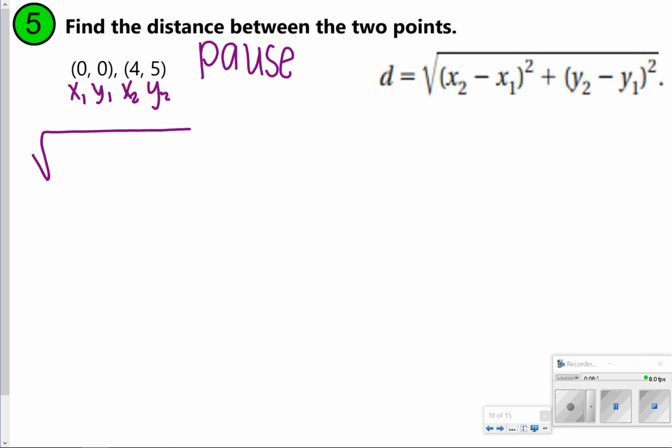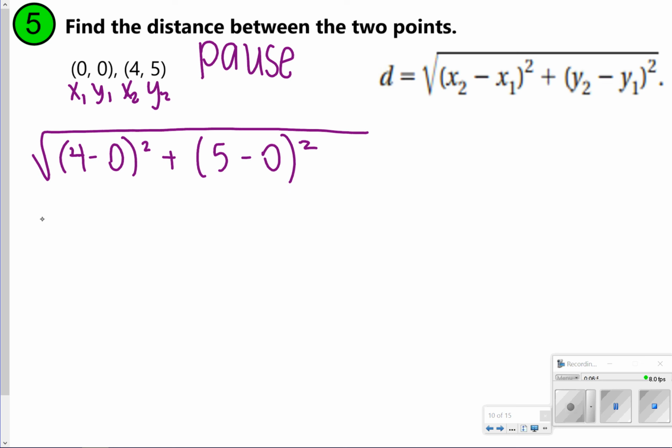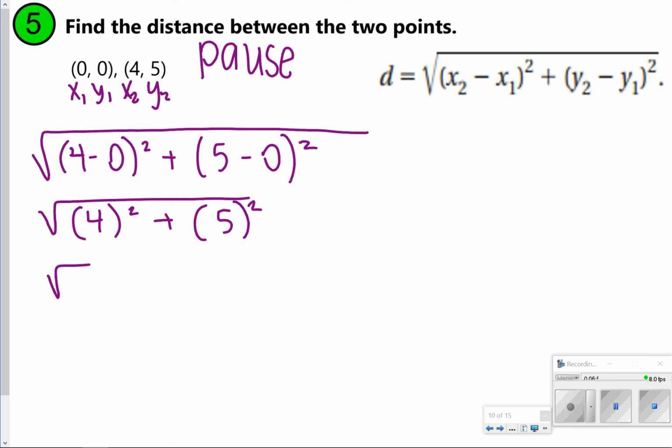Alright, so we should have already done this. This is you pressing play to check your work. We are going to go ahead and plug in x2 minus x1, which means 4 minus 0, and then square it, plus 5 minus 0, because that's y2 minus y1, and then square it. These are pretty easy. 4 minus 0 is 4, so I'm going to have 4 squared, plus 5 minus 0, which is 5 squared. 4 squared is 16, and 5 squared is 25.